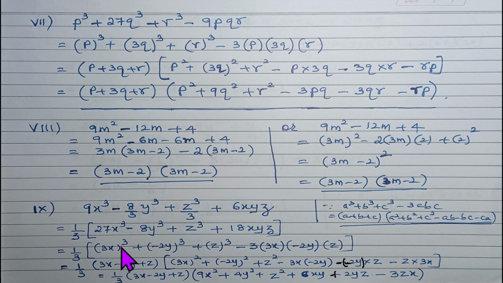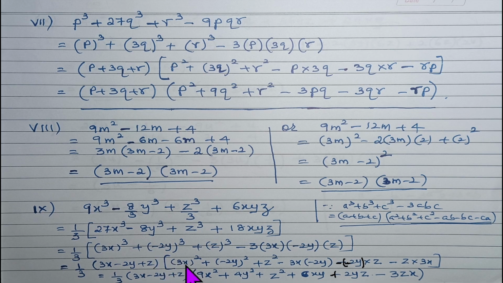Now 27x³ is (3x) whole cubed, then (−2y)³ plus z³. So I got the a³ + b³ + c³ form, and here I got the 3abc form. So that means I can use the identity a³ + b³ + c³ − 3abc = (a + b + c)(a² + b² + c² − ab − bc − ca).